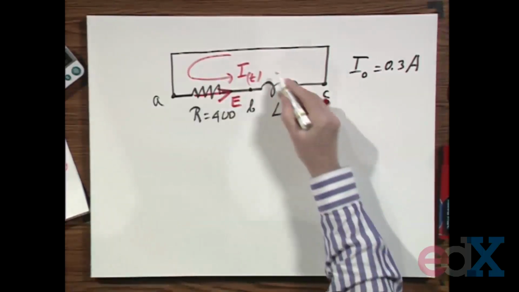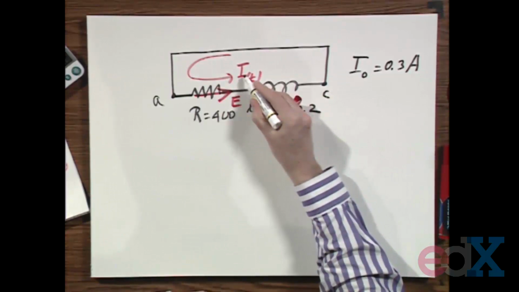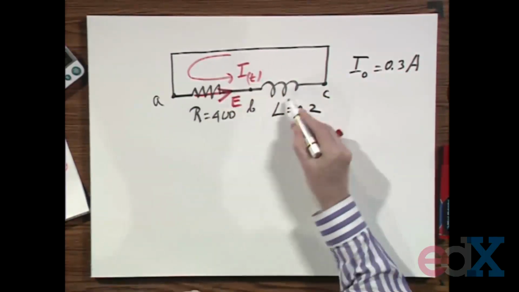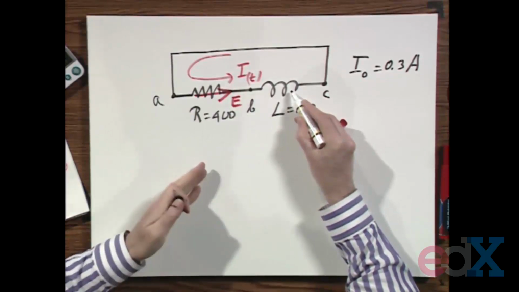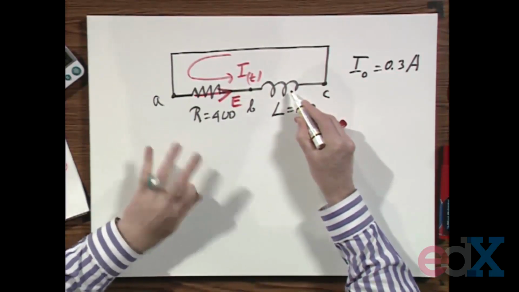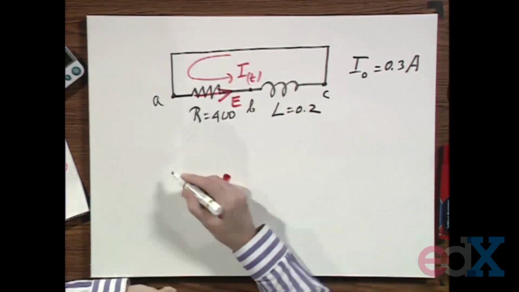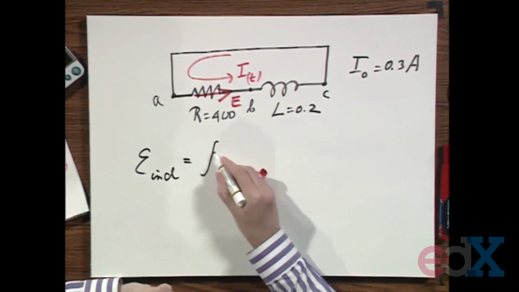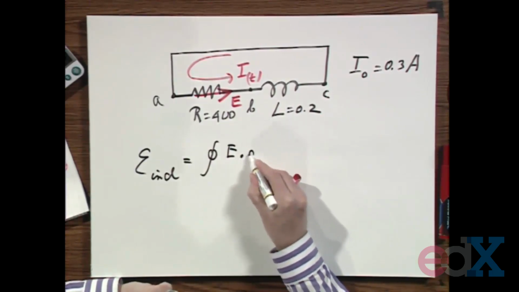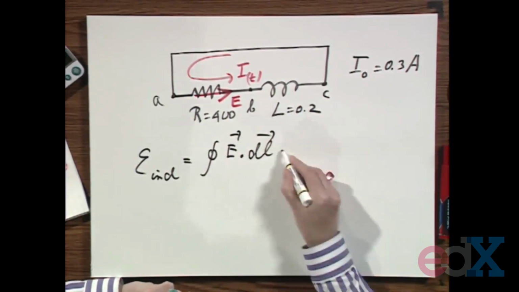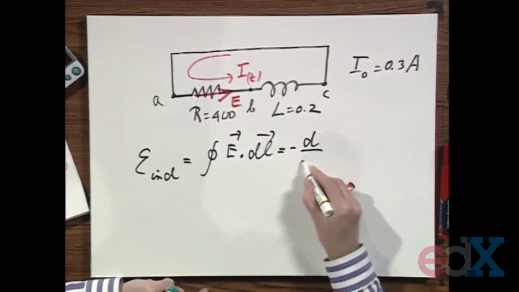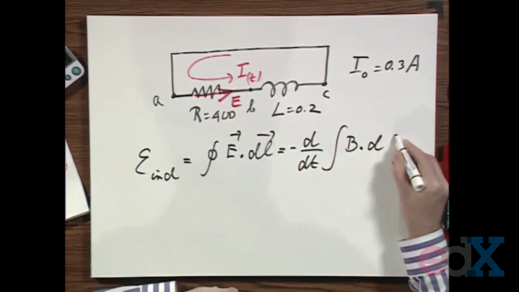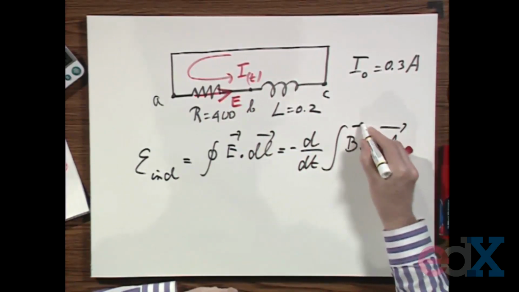L is opposing the decay of the current. Of course it will decay because there is heat dissipation in the resistor, but L has the ability to oppose that. It slows the decay down. I use Faraday's law, which says an induced EMF is the closed loop integral of E dot dl, and that equals minus d dt times the integral over the open surface B dot dA.